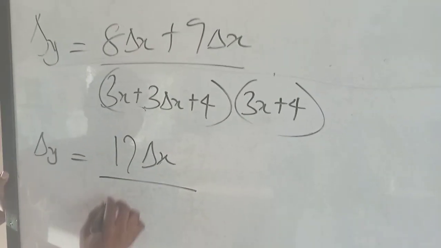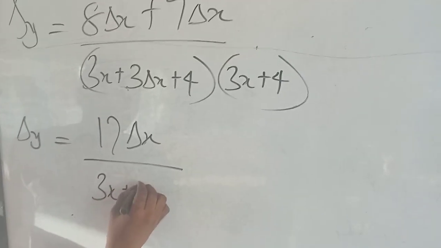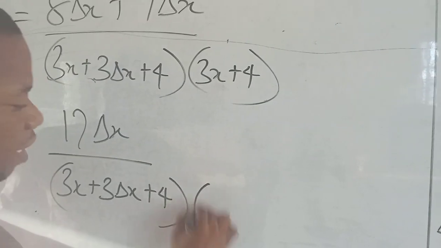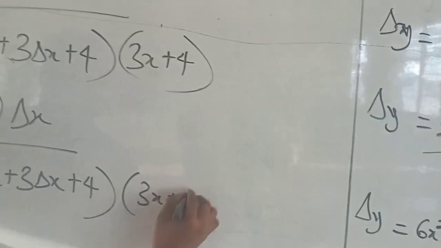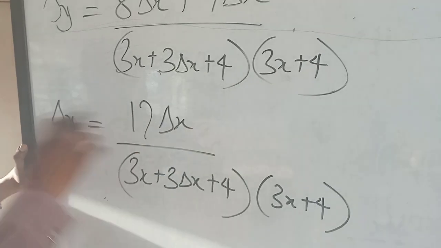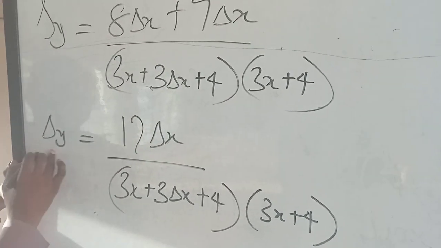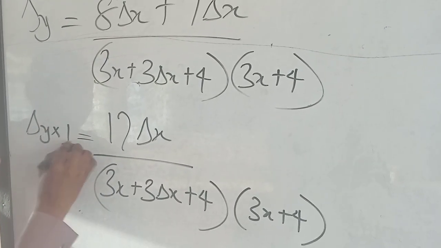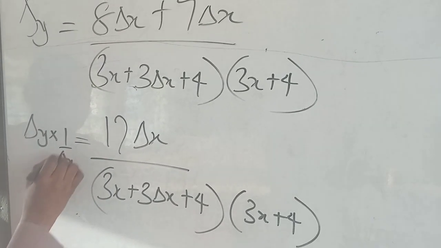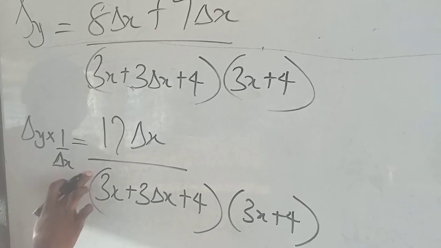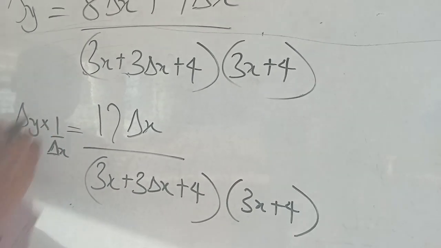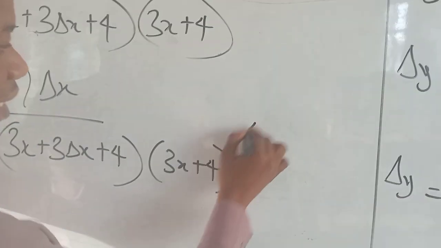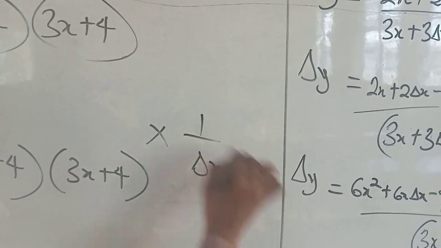17 change in x over 3x plus 3 change in x plus 4. Okay, then open bracket 3x plus 4. Now at this point, I'm dividing everything by change in x, which means dividing this one is as good as saying multiply it by 1 over change in x, which is still the same thing, because change in y times 1 is still change in y over change in x. So what I did to this side, I also do to this side, multiply by 1 over change in x.